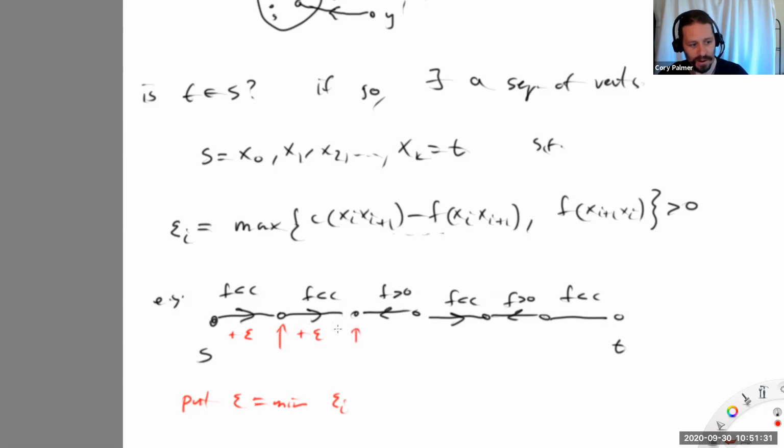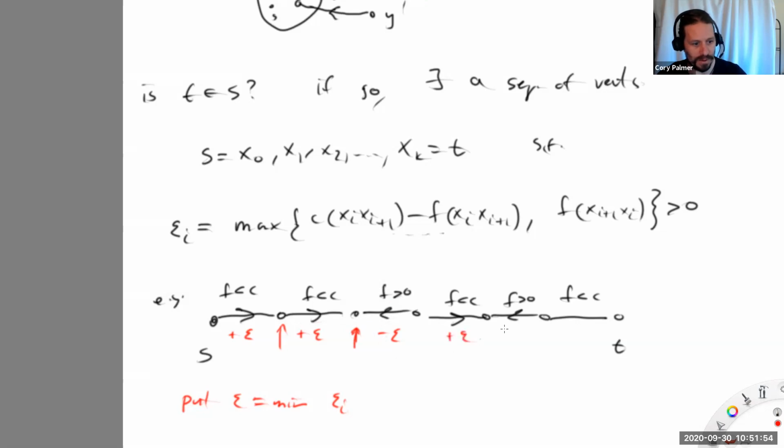And here, instead of adding epsilon, I'm going to subtract epsilon. This flows in the wrong direction. Flow is greater than 0. That gap is at most epsilon, so I can decrease it by epsilon safely. And notice, Kirchhoff's law is still satisfied at this vertex because this is plus epsilon in, minus epsilon in. So they still sum to 0. The reverse direction allowed that.